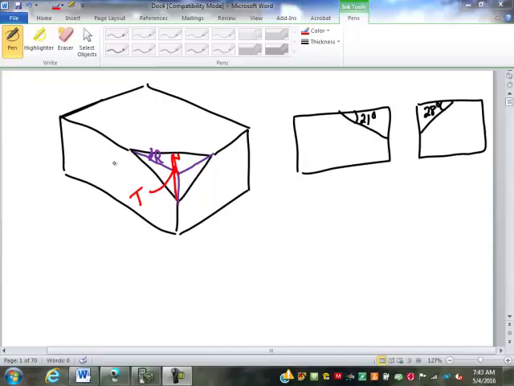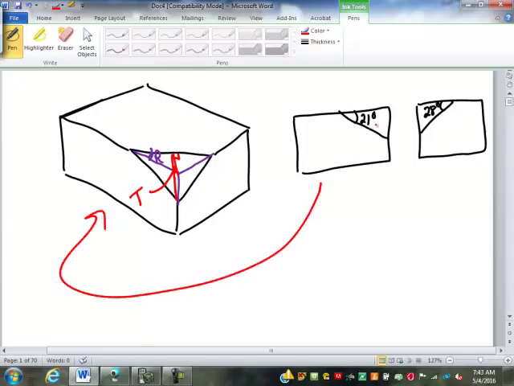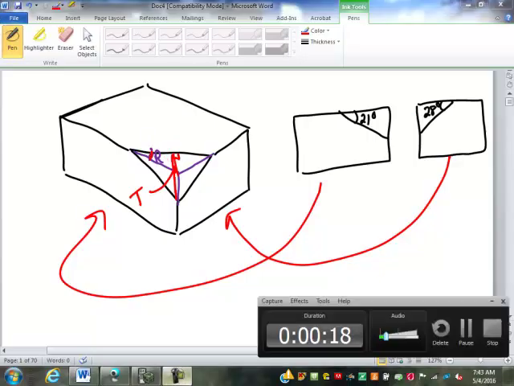So for this problem here, find R and T given that the angle, remember this is the view from this side, is 21 degrees, and this is the view from that end, is 28 degrees. Find R, which is your angle of rotation up in this corner, and T, which is your angle of tilt within that.